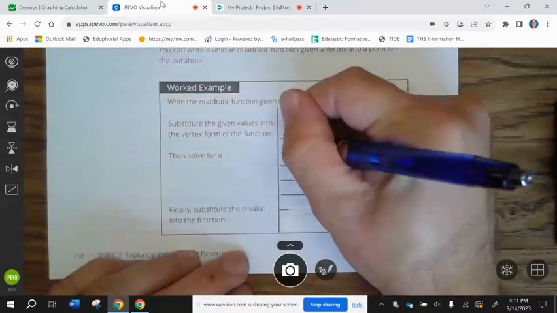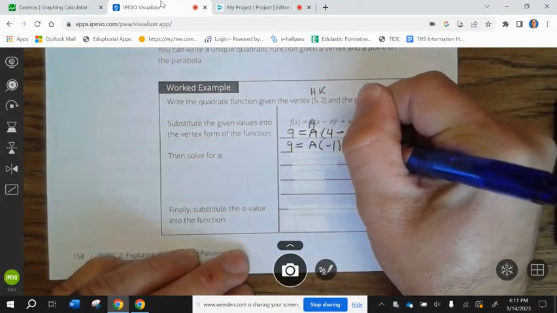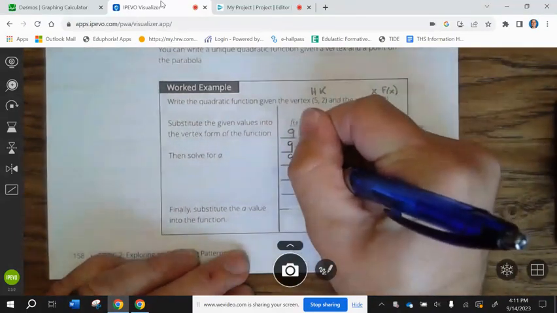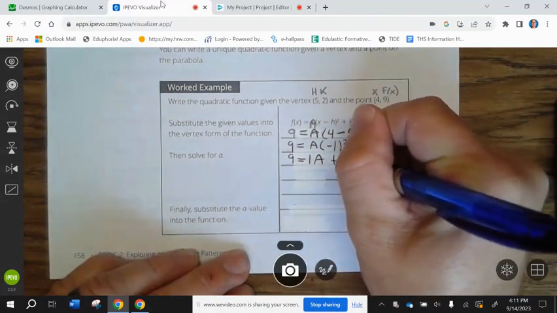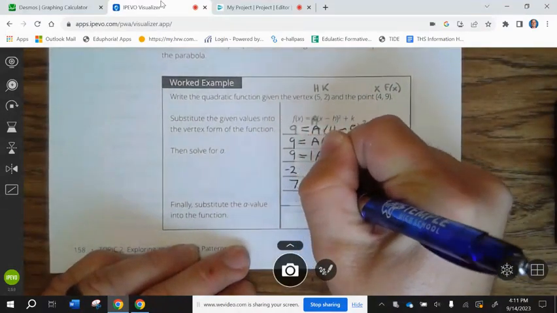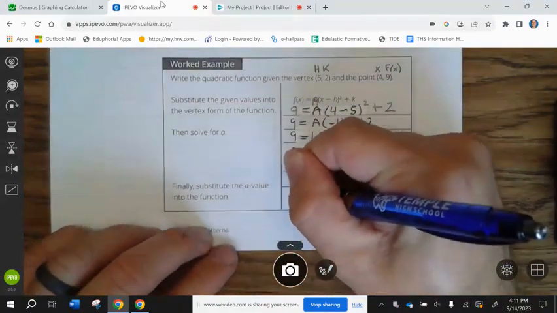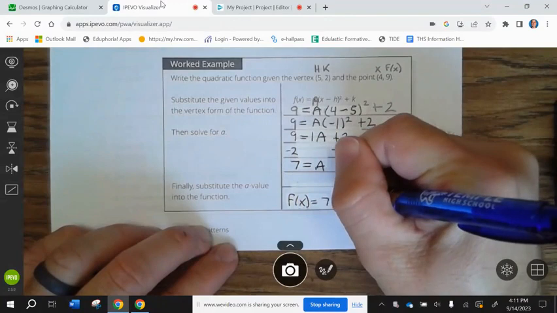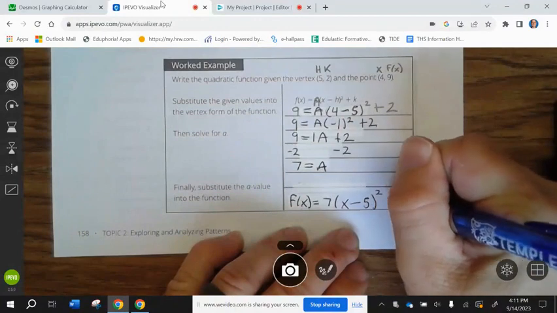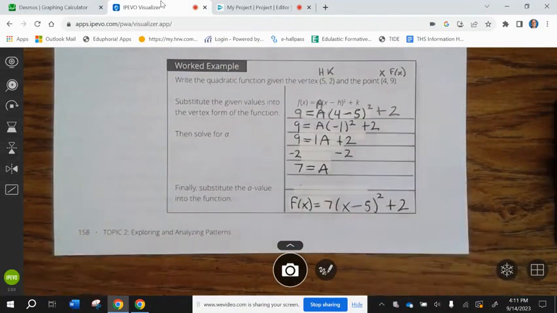Okay, so then that's 9 equals a, parentheses 4 minus 5 is negative 1 squared plus 2. Well, negative 1 squared is just 1, so 9 equals 1a plus 2. Subtract 2 from both sides. A equals 7. Once you have the a value, you plug it back into here. So f of x equals 7, parentheses x minus h, which is 5, squared plus 2. All right, go ahead and finish that up.